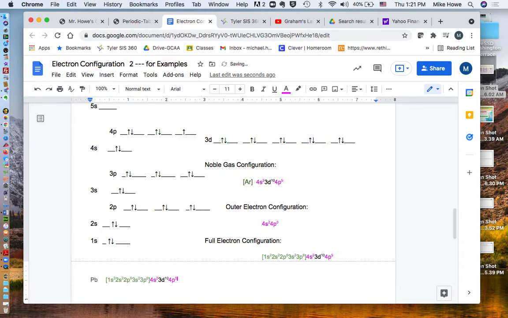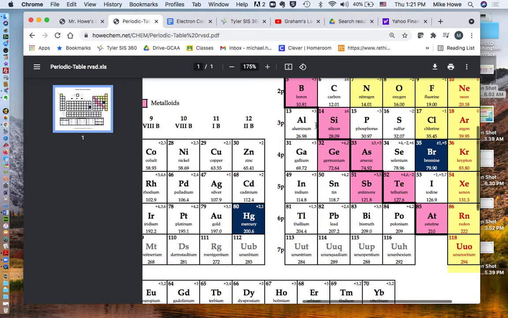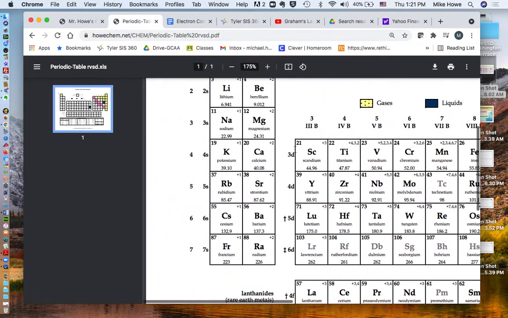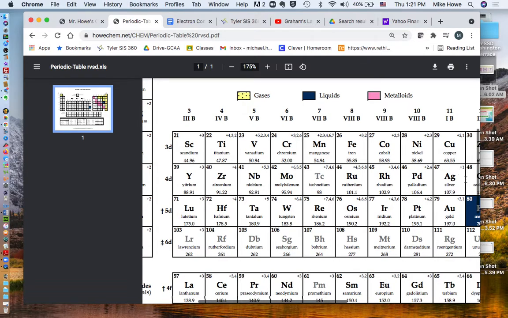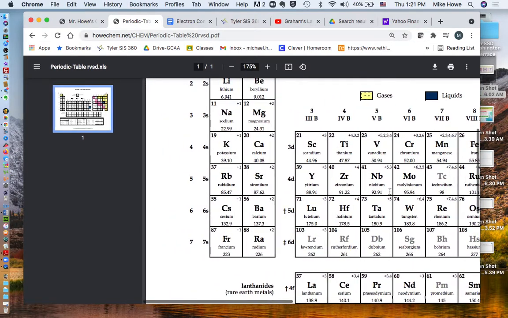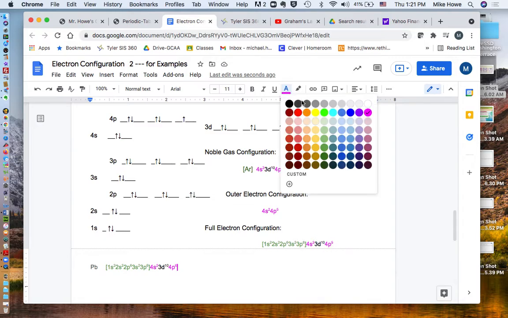So it's going to be 1s2, 2s2, and all that stuff, except here you're going to have 6. All right, then after 4p, if we go back to our periodic table, after 4p was here, then 5s here, then 4d, then 5p comes next, then 6s. So I'm going to go up through 6s, and we'll come back and check again.